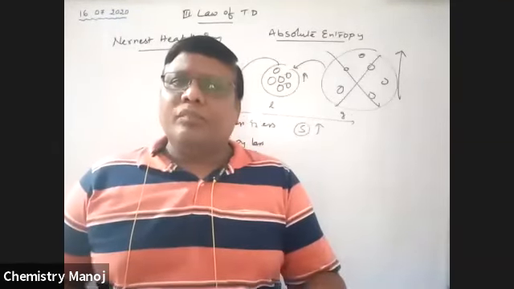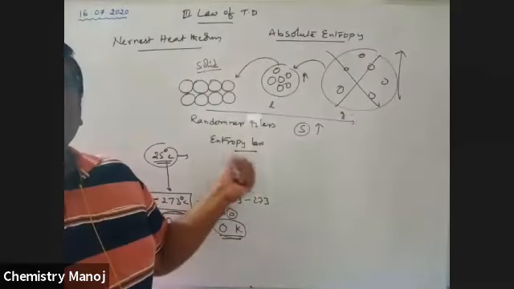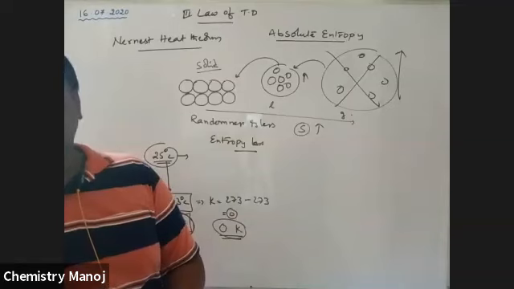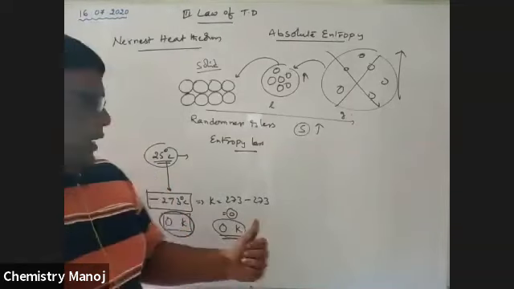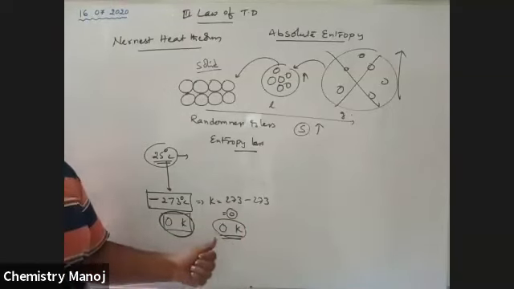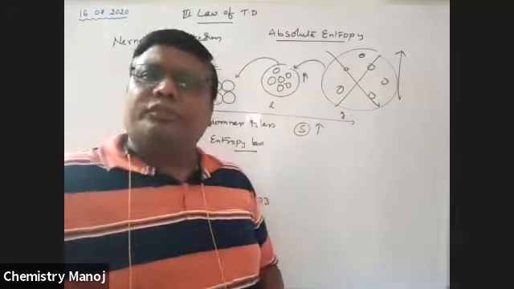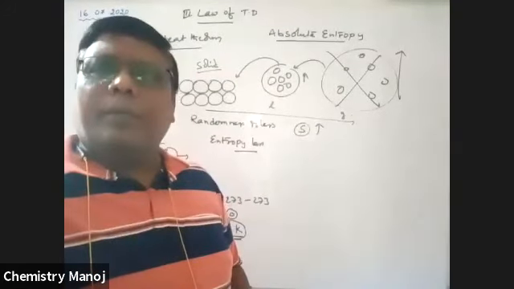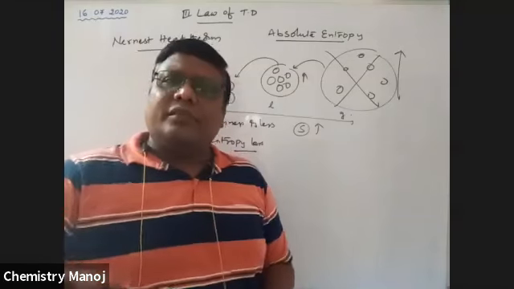That means entropy of the system is equal to 0. Okay, that means at 0 Kelvin, entropy of a pure and perfect crystalline solid is equal to 0. So this is very, very important, my dear boys.